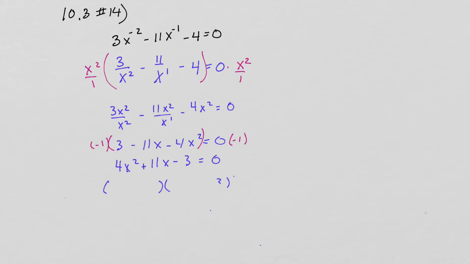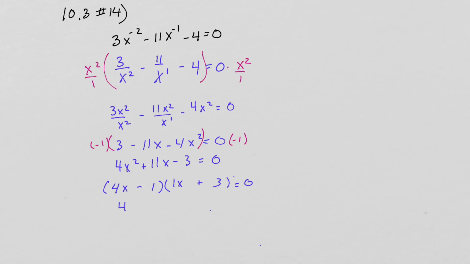The negative 3 would have to be 3 times a 1, and one of those needs to be negative to get a negative 3. The 4 in the meantime could be 4 times 1 or 2 times 2, but I see if I put a 4x and a 1x that my outers will be 12x and my inners will be 1x. So let's make that a positive 3 and a negative 1. So now when I go to check, I have first terms 4x squared, outer terms 12x, inner terms negative 1x, and last negative 3. Exactly what I needed.